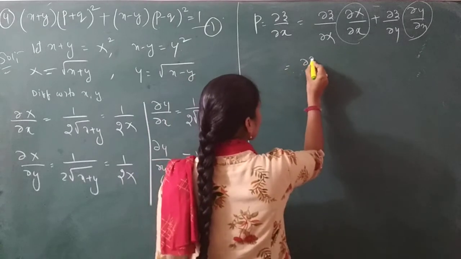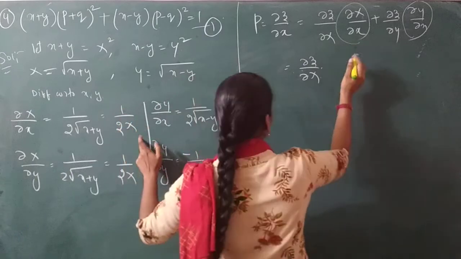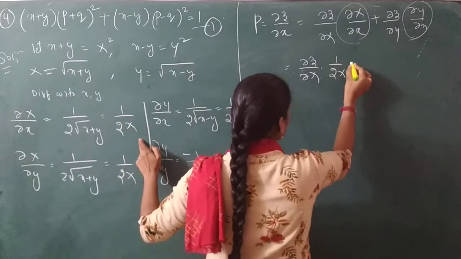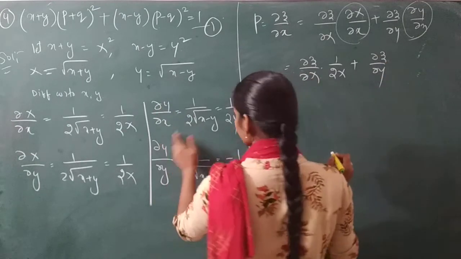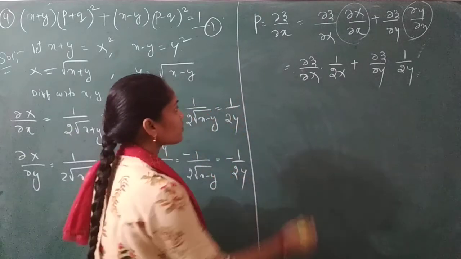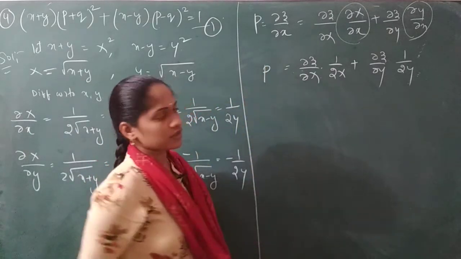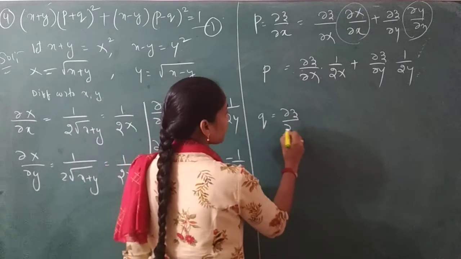What happens? ∂Z by ∂capital X, and what is the value here? 1 by 2 capital X plus ∂Z by ∂capital Y equal to, what is the value here? 1 by 2 capital Y. This is the value of P. So again we'll find out the value of Q. What is Q? ∂Z by ∂Y.